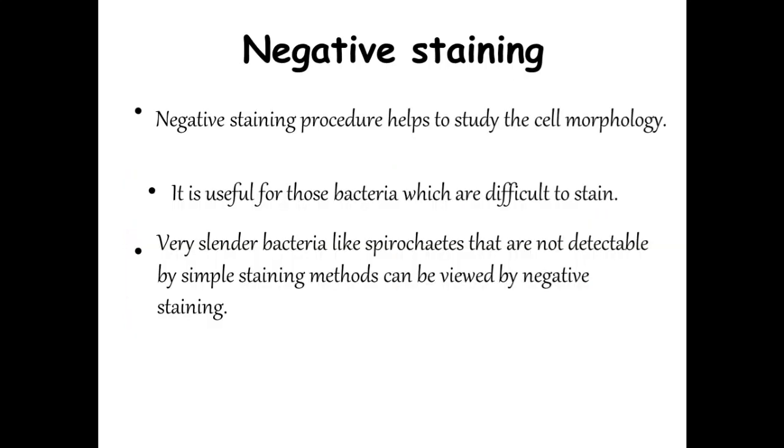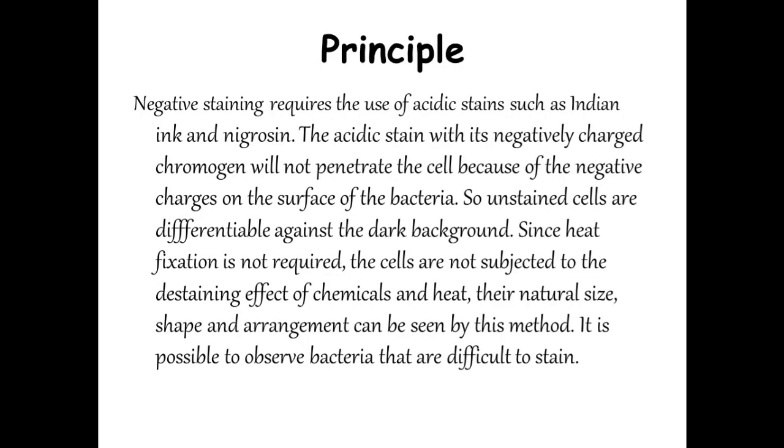Now we have the second important form of simple staining called negative staining. Negative staining is also used to study the cell morphology, but it is employed where the bacteria are difficult to stain. For example, we have spirochetes, which are very slender and cannot be visualized by the simple staining method. Such bacteria which cannot be easily stained by simple staining are observed by negative staining. When we talk about negative staining, as I told you, the background attains the stain, not the bacteria.